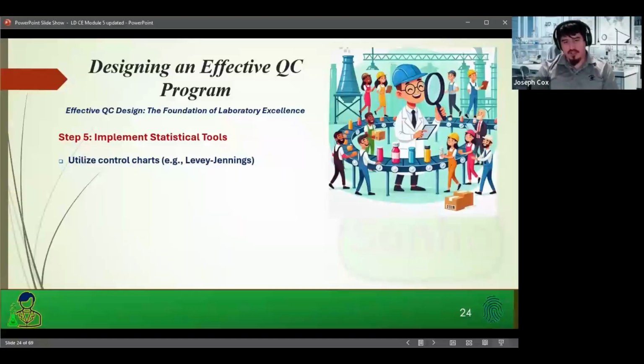So utilize your control charts, your Levey-Jennings specifically. That's the best way of doing a QC chart in a clinical setting. That's very popular. Basically, if you don't have Levey-Jennings charts, the inspector is going to be like, why don't you have a Levey-Jennings chart?